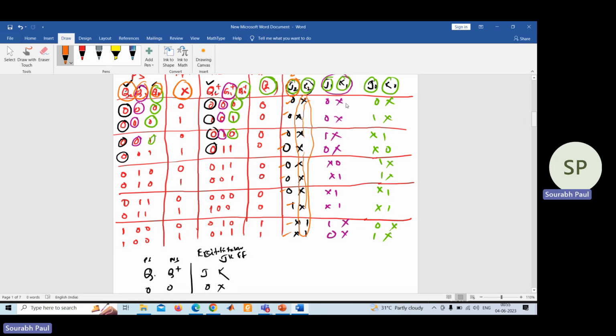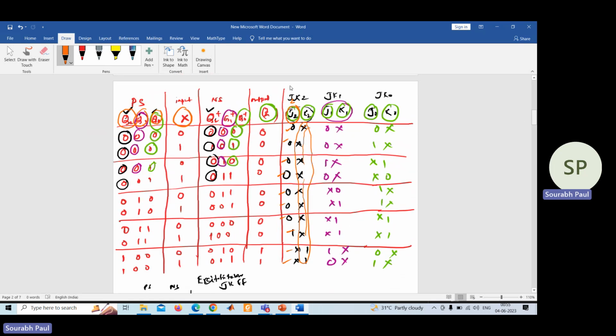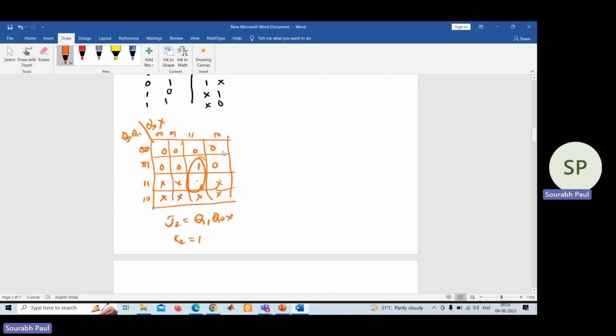You put the values in the KMap and get the values. So you need to do this for Z, J1, K1, J0, K0. 7 different KMaps you need to make. So 2 cases I showed. For the remaining, if you follow the same, then what values you will get directly.